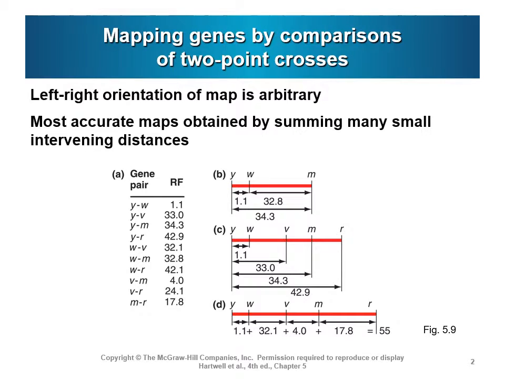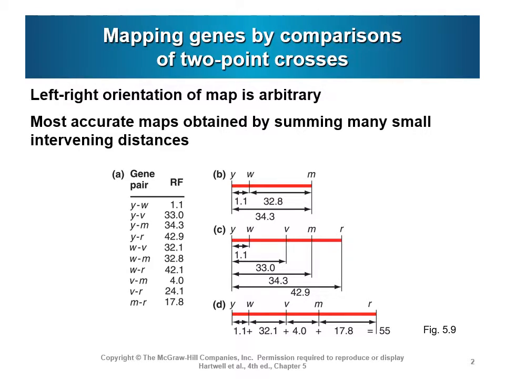Okay, so now let's talk about mapping genes by comparisons of two-point crosses. Here we will look at the gene fragments from left to right orientation, and that is arbitrary for mapping purposes. We can look either way. However, we are going to look from left to right now. It is known that the most accurate maps are obtained by summing many small interval pieces rather than doing the whole big pieces of gene mapping.